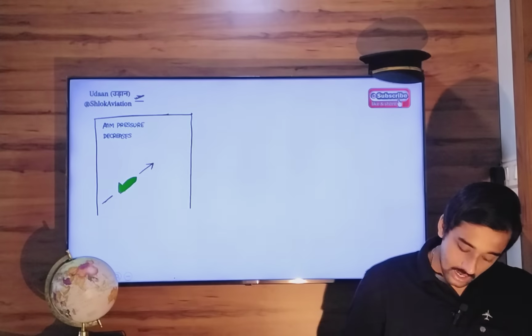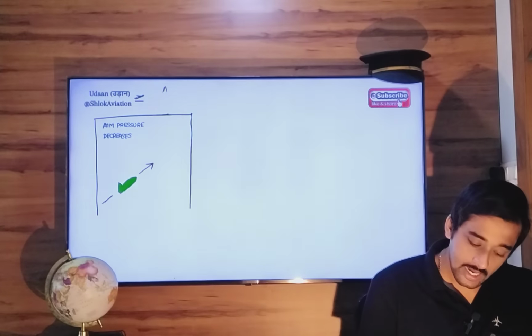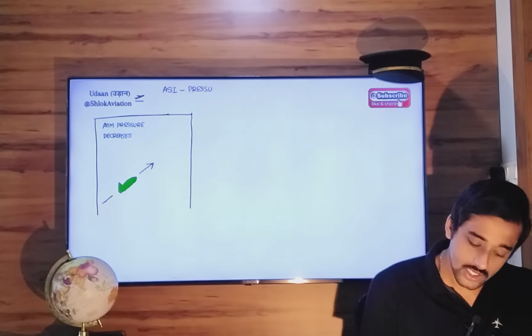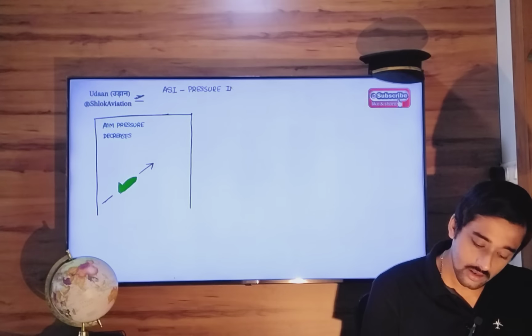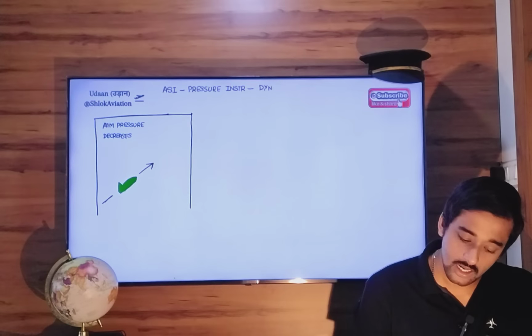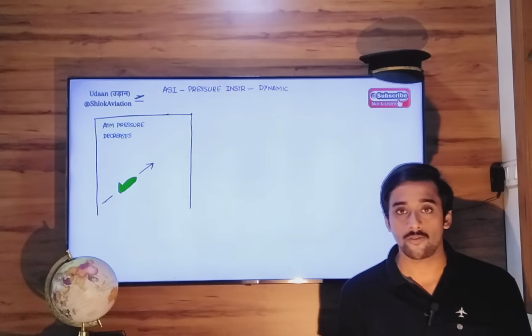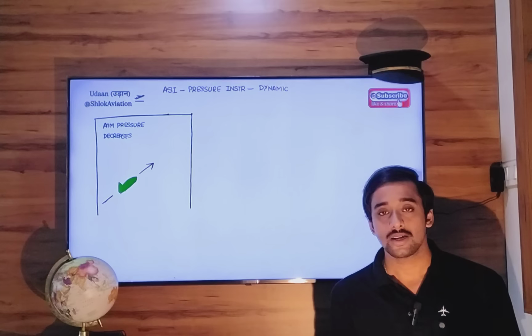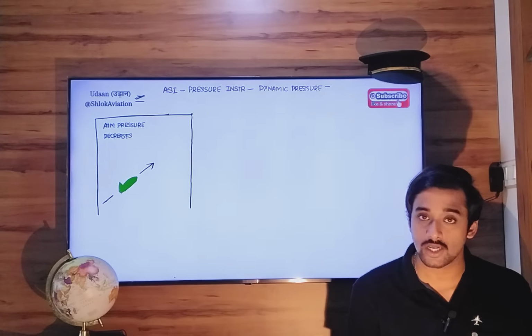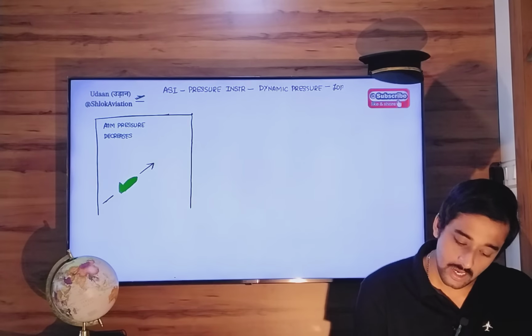So, ideally, what should happen? Your airspeed indicator is nothing but a pressure instrument, correct? And this pressure instrument uses dynamic pressure to register the forward speed of aircraft, or to indicate the forward speed of aircraft in terms of knots. Dynamic pressure is nothing but created how? By the forward speed of your aircraft.